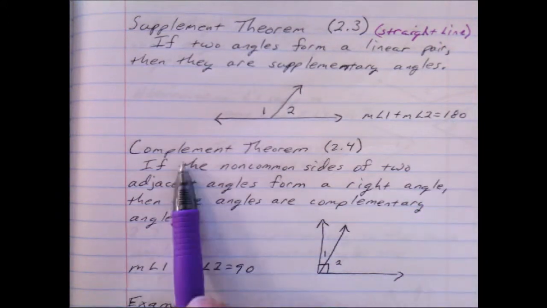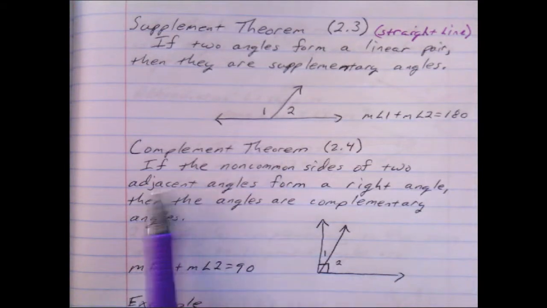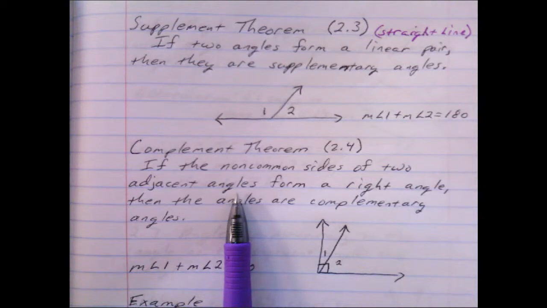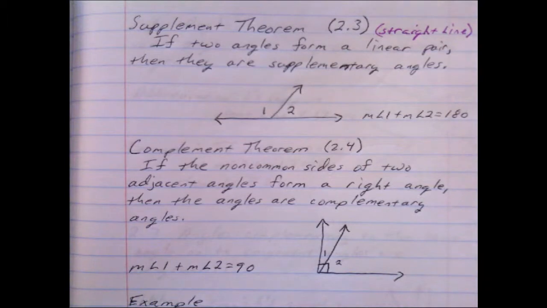Okay, the next one is the complement theorem. This one is telling us that if the non-common sides of two adjacent angles form a right angle, then they are complementary to each other. Adjacent, if you remember, means side by side, not overlapping. So if the non-common sides, this outside side here and the outside here, form a right angle, then these two angles are complementary. And if you remember, complementary means they add up to 90. So angle 1 plus angle 2 gives us 90.